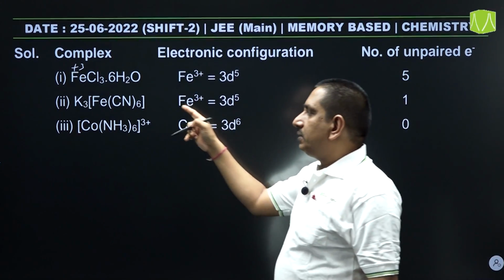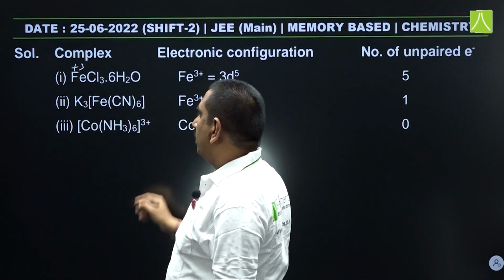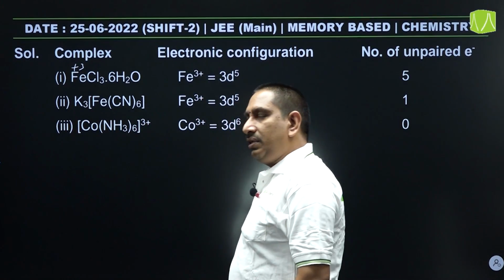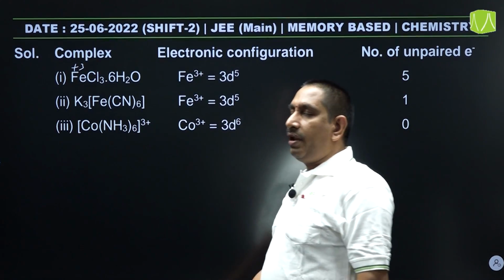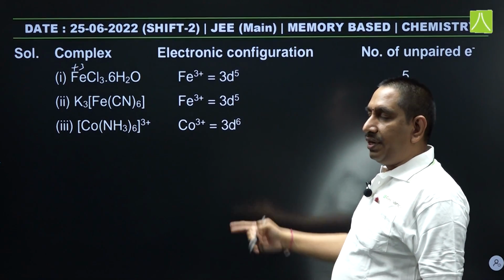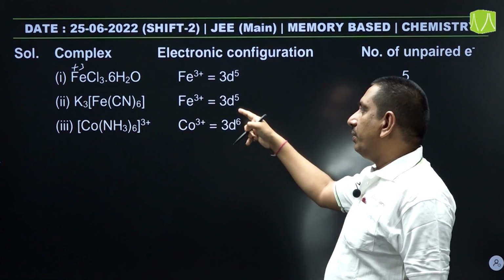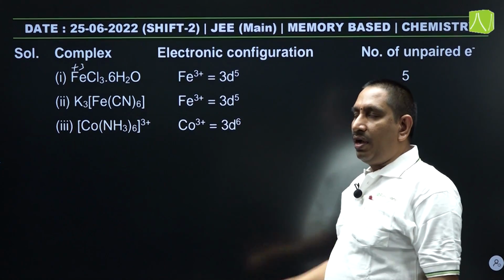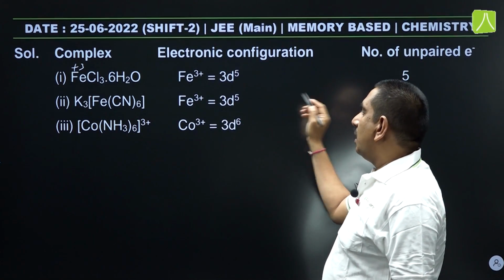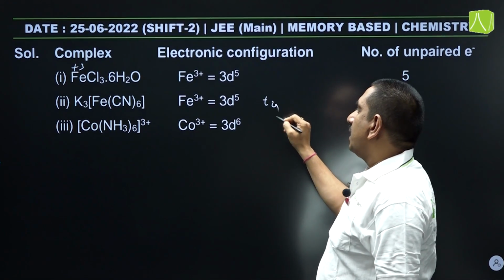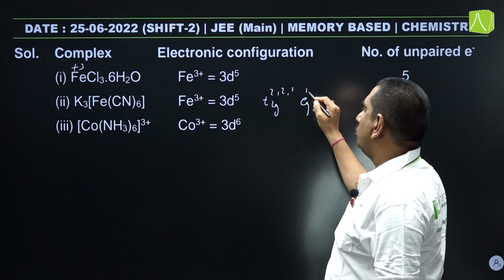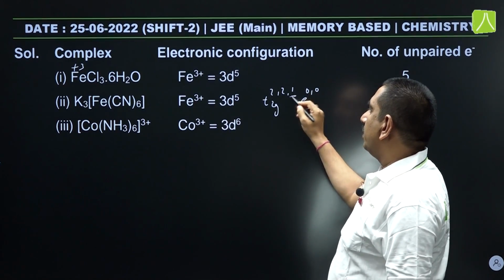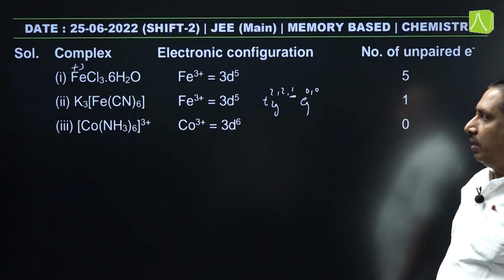And in this complex K3[Fe(CN)6], iron is in +3 oxidation state, but in presence of CN- ligands, that is, even though it is in +3 state and 3d5 configuration, in presence of strong field ligand, it is having t2g 2,2,1 and eg 0,0 configuration. Here there will be one unpaired electron.